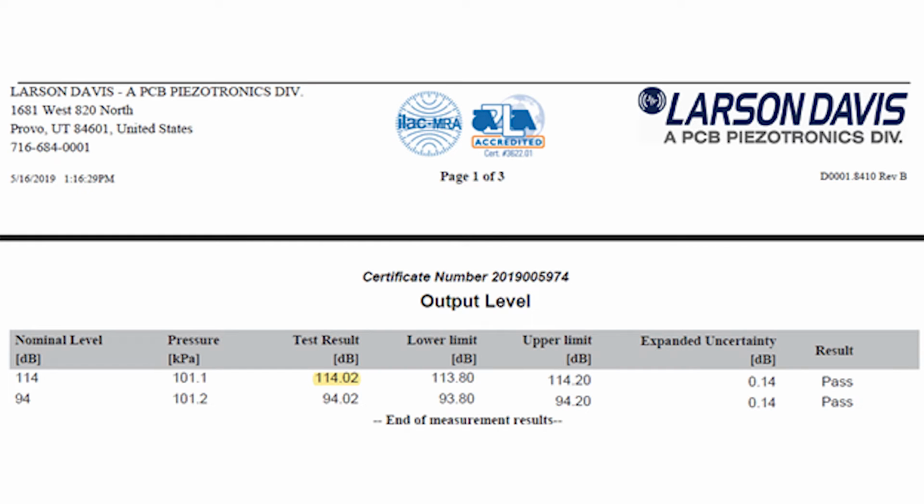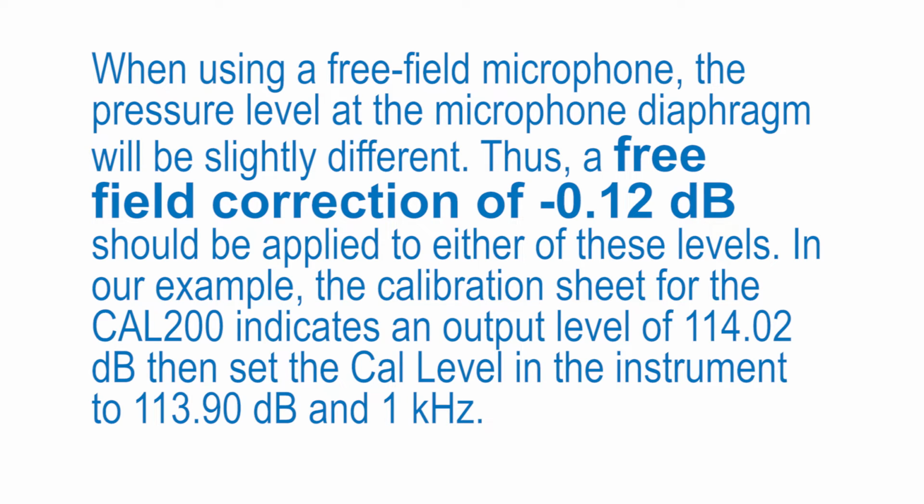Here's a sample calibration sheet for demonstration purposes. This particular calibrator has an actual output level of 114.2 dB at standard temperature and pressure. When using a free field microphone, the pressure level at the microphone diaphragm will be slightly different. Thus, a free field correction factor of negative 0.12 dB should be applied to either of these levels. In our example, the calibration sheet for the CAL200 indicates an output level of 114.02 dB. Then we set the cal level into the instrument to 113.90 dB and 1 kHz to account for this offset.